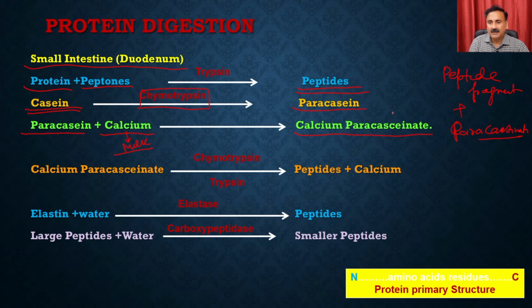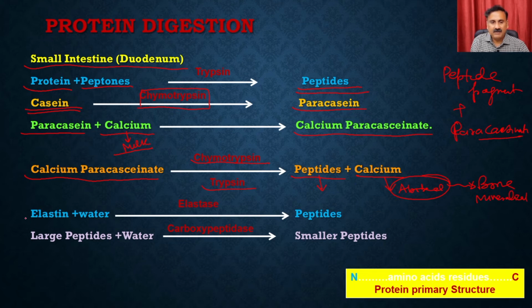So the same reaction that is happening in the stomach is going to happen here also. And then the calcium paracaseinate is going to be acted on by the chymotrypsin as well as the trypsin. When the trypsin acts on the paracaseinate, it is going to form the peptides, and the calcium is going to be released, and this calcium is going to be absorbed and utilized for bone mineralization, okay.